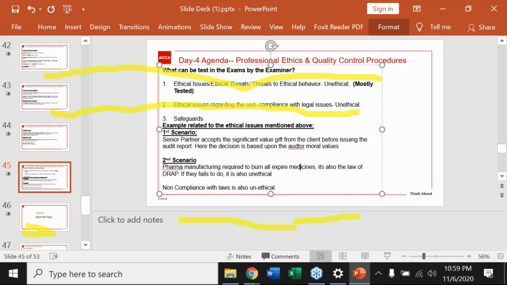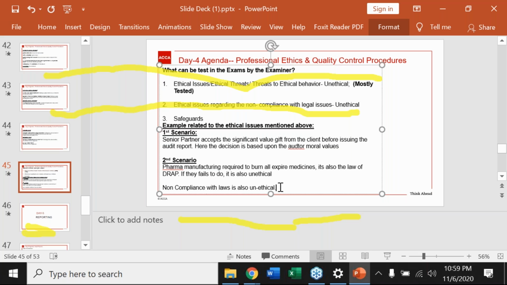Here, a pharma manufacturing company has to burn all the expired medicines according to the law. This is also non-compliance with laws, and it is also unethical. I have already given you one example.